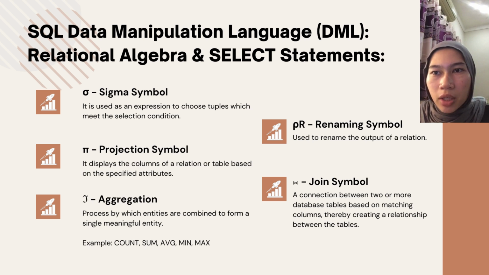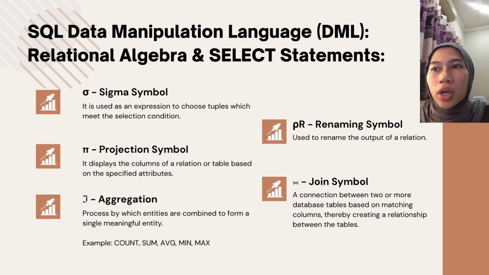Number 3 is aggregation. It is a process by which entities are combined to form a single meaningful entity. Examples of aggregation functions are count, sum, average, mean, max. If they mention these 5 aggregation functions, then the aggregation symbol is being used in relational algebra. Next is renaming symbol. It is used to rename the output of a relation.